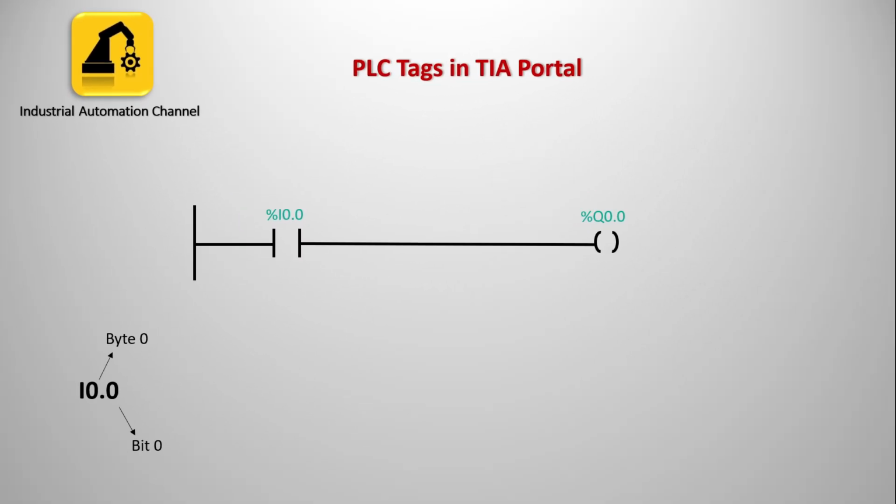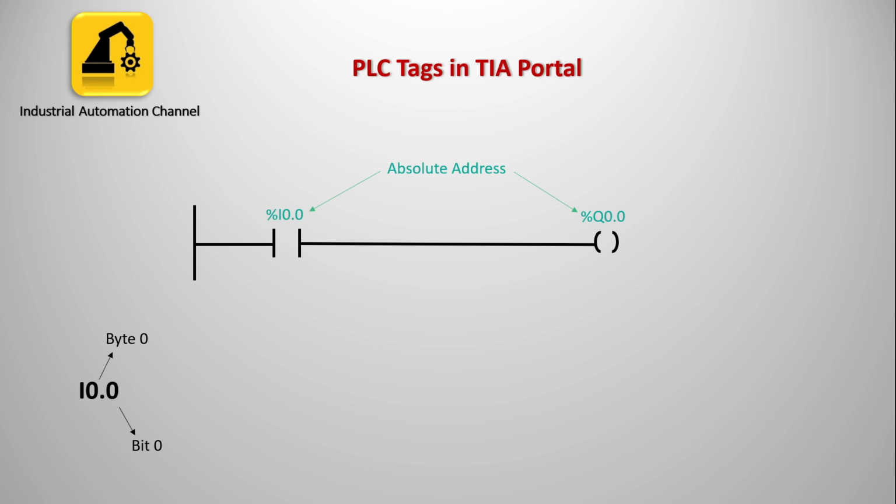In TIA Portal, we can use, for example, I0.0 for input and Q0.0 for output addresses, which are called absolute addresses. These addresses indicate input and output devices that are connected to the PLC. As you know, I is input and Q indicates output. The first number is the byte address and the second one is the bit. The % sign means this is an absolute address of a global tag.